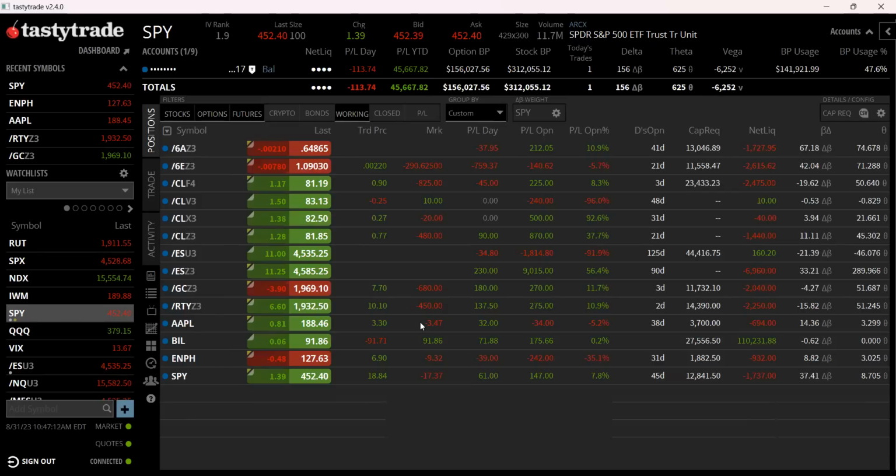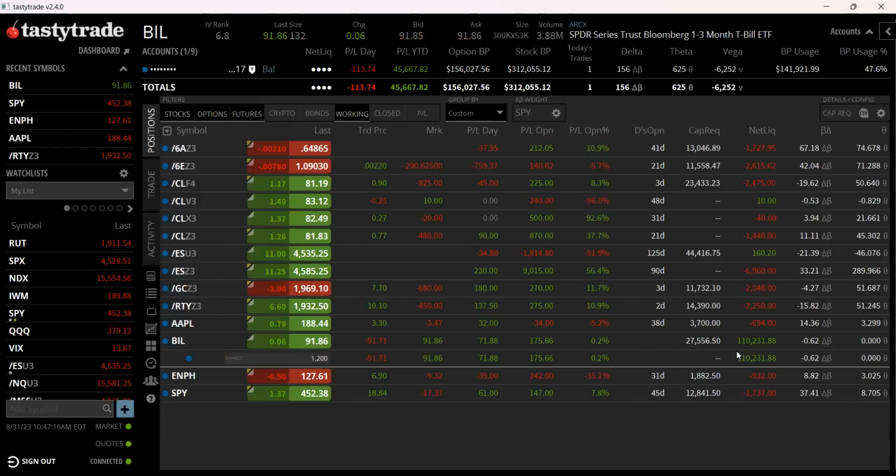And then lastly, we have T-bills. So we do have BIL in here, which is the 1 to 3 month T-bill ETF. We do own enough of this. I used, essentially, 10% of my total buying power on this. I didn't use 90% of my account or all of my cash or any of those things. I'm not really willing to do that.